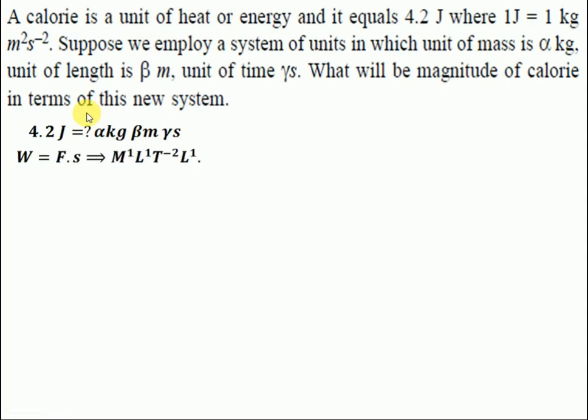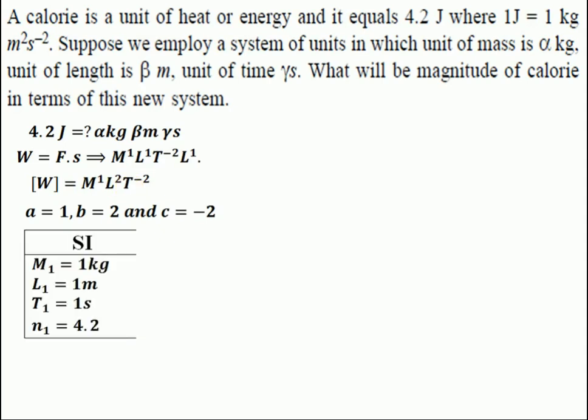So the dimension of energy and work done is same, so I'll find the dimension of work done. Work done is force into displacement. So force is m1 l1 t minus 2, and displacement is l1. So you'll get the dimension of energy or work done to be m1 l2 t minus 2. So a is 1, b is 2, c is minus 2. So now in SI system, mass is kg, length is meter, time is second, and value of n1 is 4.2.